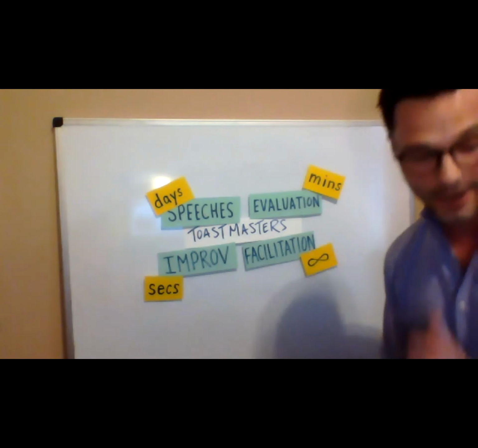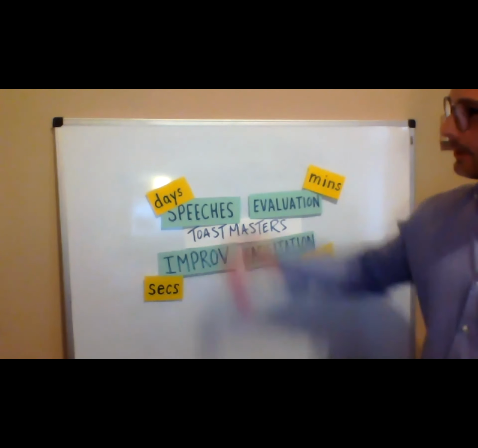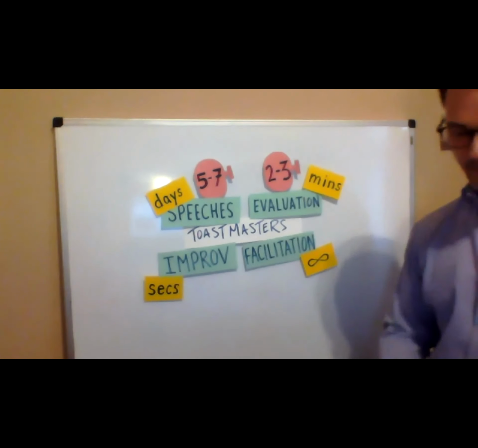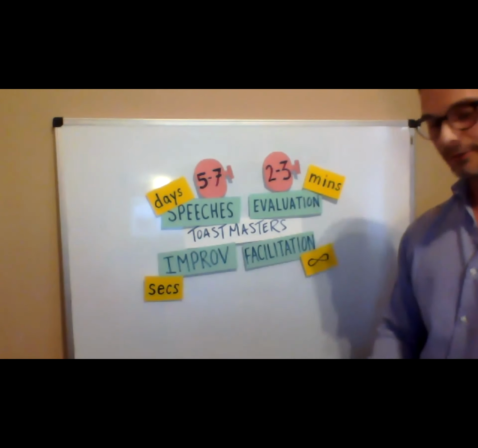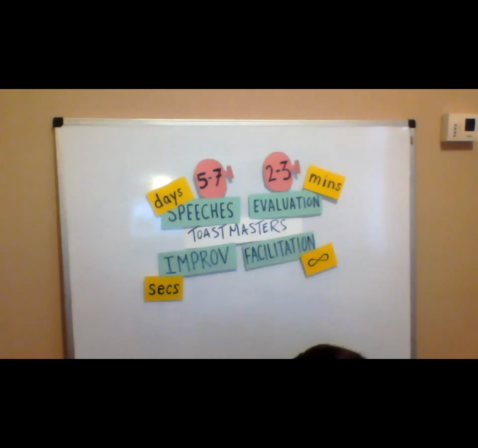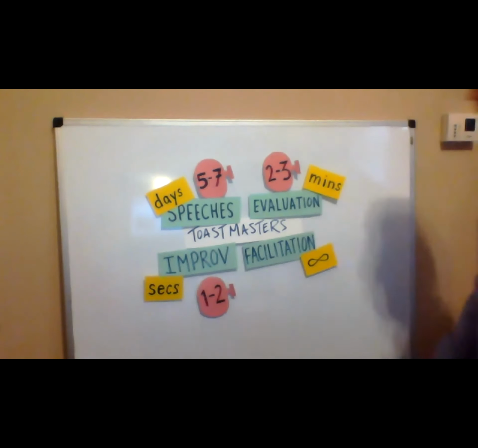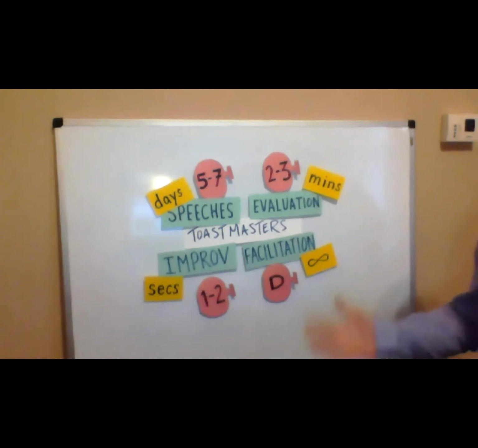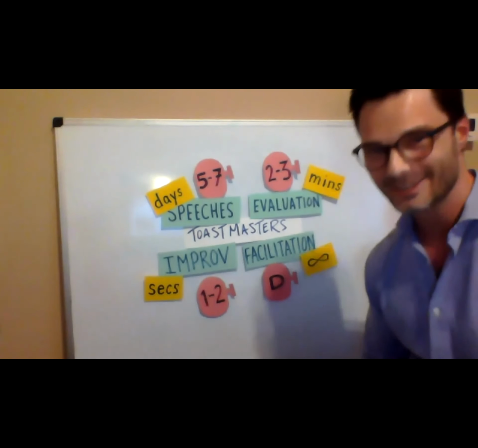When it comes to the timings, the speeches, 5 to 7 minutes. Evaluations, 2 to 3 minutes. Improv, 1 to, oh, I knew that was going to happen. 1 to 2 minutes. And the facilitators, D, for depends, because we don't know. Depends on the role that they're taking.